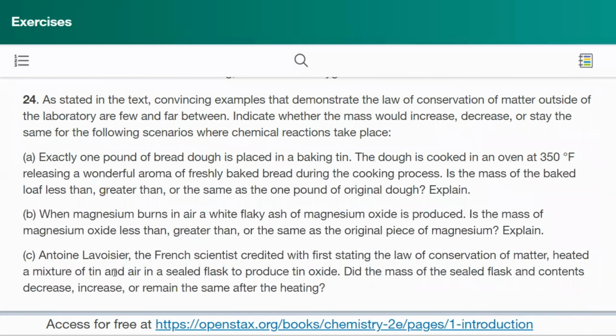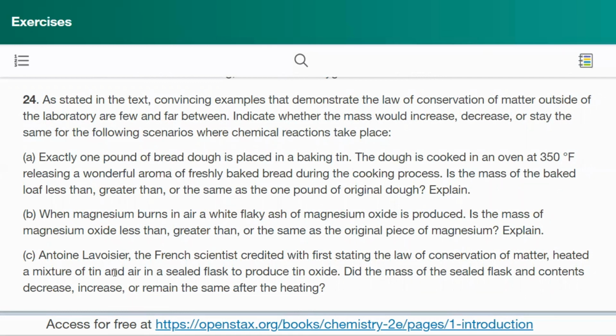As stated in the text, convincing examples that demonstrate the law of conservation of matter outside of the laboratory are few and far between. Indicate whether the mass would increase, decrease, or stay the same for the following scenarios where reactions take place. Exactly 1 pound of bread dough is placed in a baking tin. The dough is cooked in an oven at 350 degrees Fahrenheit, releasing a wonderful aroma of freshly baked bread during the cooking process. Is the mass of the baked loaf less than, greater than, or the same as the pound of original dough? It is less than, because the aroma means that some of this is going into the air.